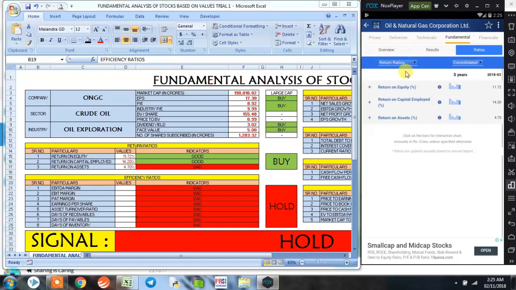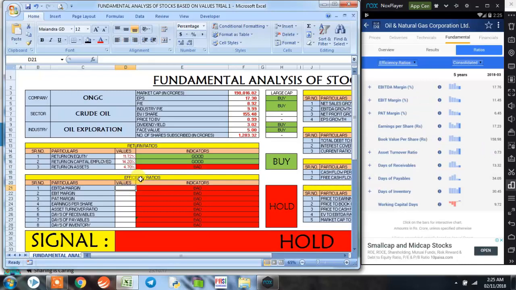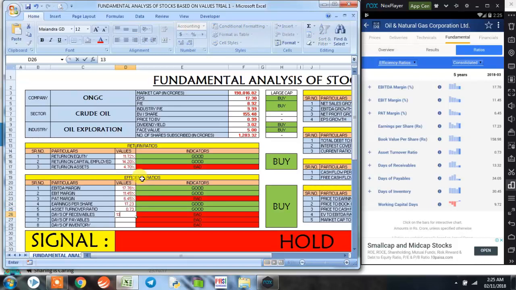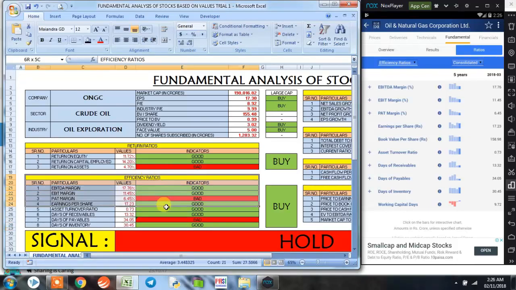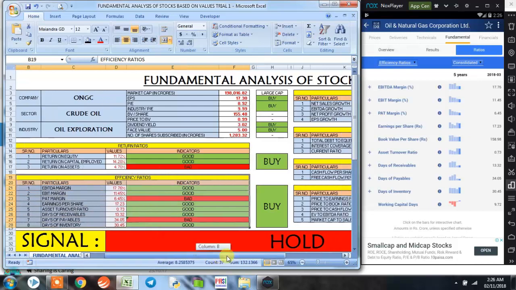Coming on to the efficiency ratio, the first is EBITDA margin, which is 17.76. EBIT margin is 11.45. PAT margin is 6.45. Earning per share, which is a trailing EPS, is 17.23. Asset turnover ratio is 0.73. Days of receivables is 13.32. Days of payables is 34.05. Days of inventory is 30.45. So overall a buy signal in terms of efficiency ratio as well.